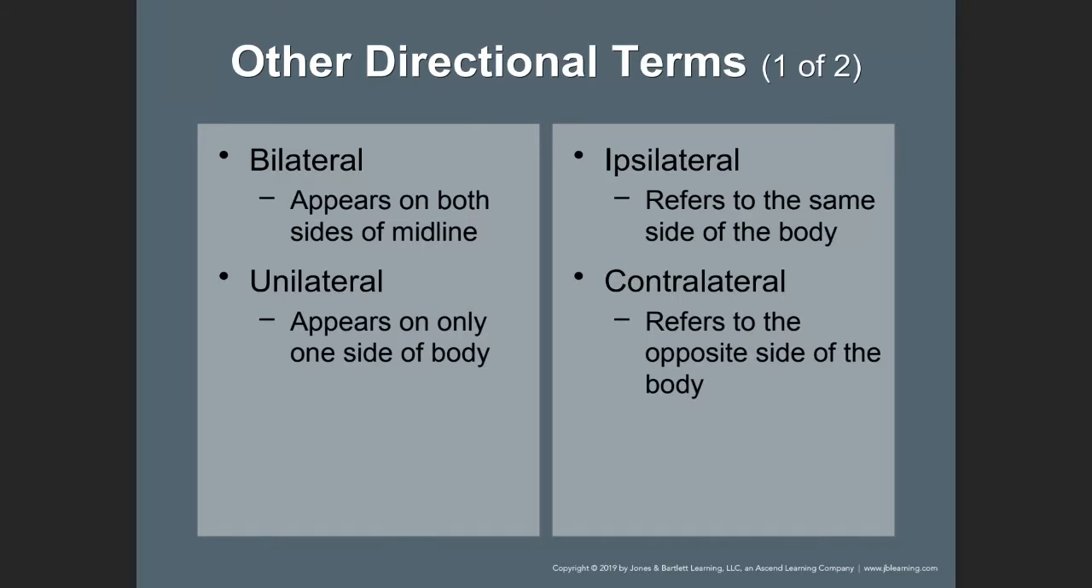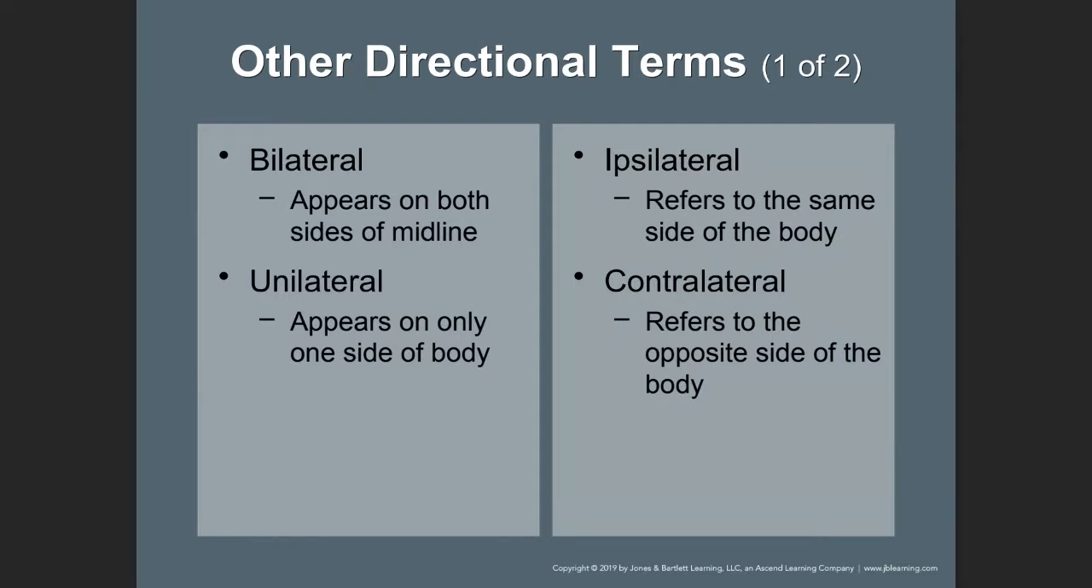Now, other directional terms: bilateral, unilateral, ipsilateral, contralateral. Bilateral means it appears on both sides of the midline. The lungs are bilateral. Unilateral appears only on one side of the body. The spleen would be unilateral.